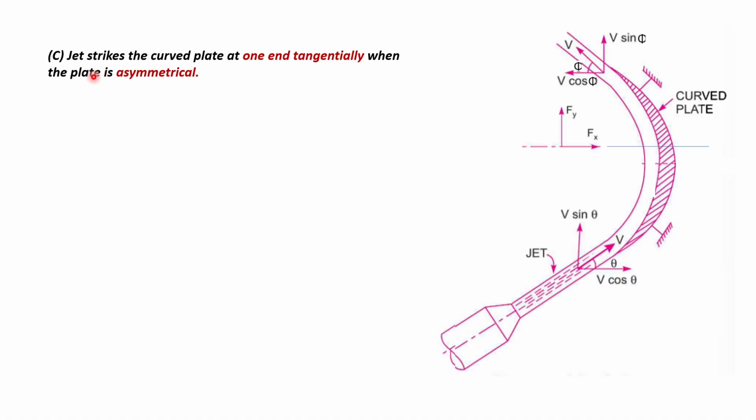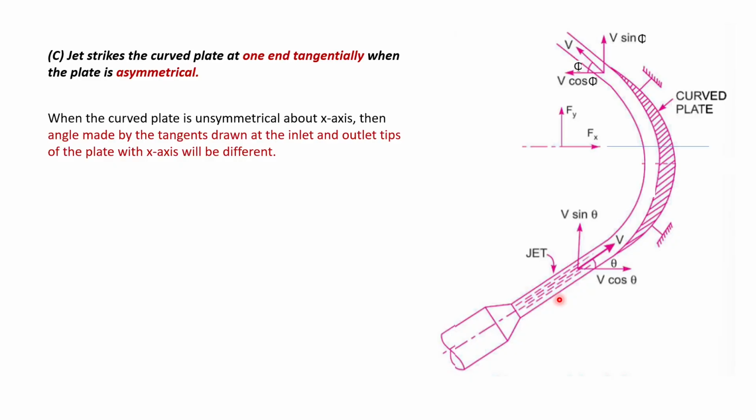Now we will discuss the third case, when the jet strikes the curved plate at one end tangentially and the plate is asymmetrical. Here our curved plate is asymmetrical and the jet is striking at one end tangentially. When the curved plate is unsymmetrical about the x-axis, the angles made by the tangents drawn at the inlet and outlet tips of the plate with the x-axis will be different. At the inlet, the tangent is making angle theta with the positive x-axis, but here it was also theta because that was a symmetrical curved plate. This is not a symmetrical curved plate, this is an unsymmetrical curved plate. So we will have two different angles.